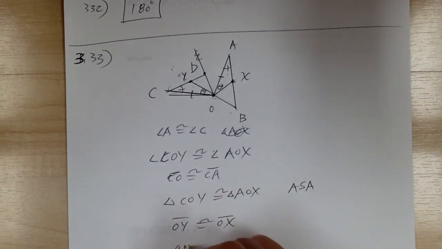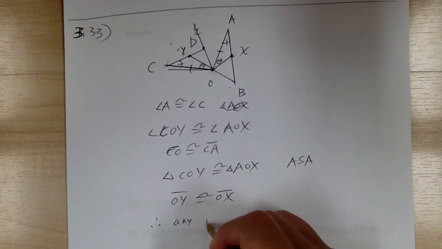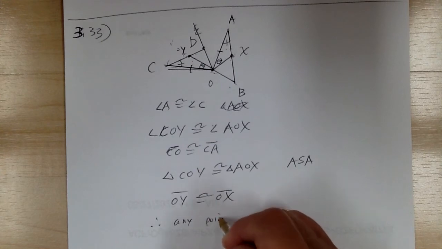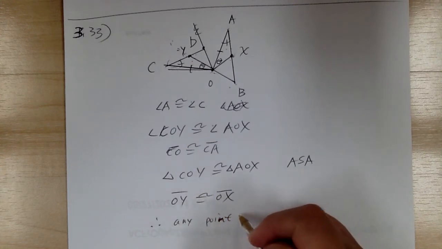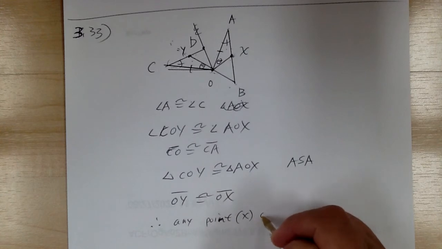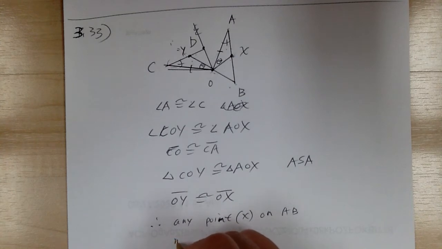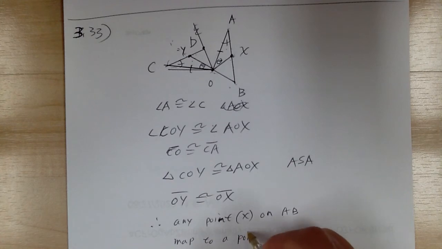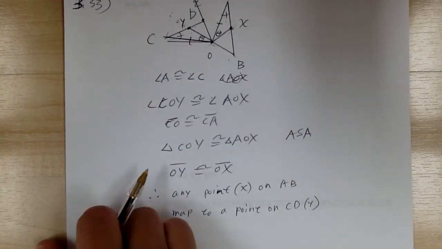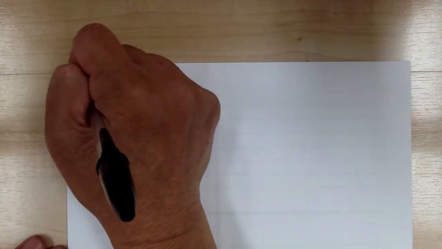So any point like X on AB we map to a point on CD, and that's Y. And that's it for number 333. Okay, let's go to 334.